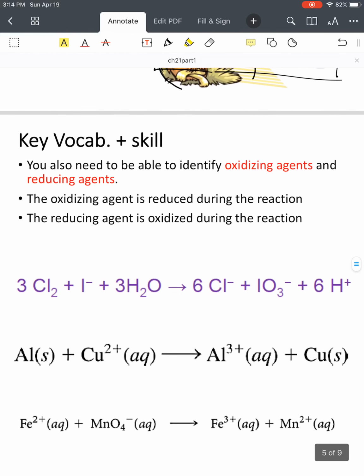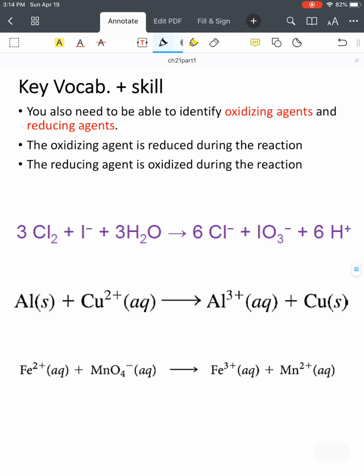That's a key skill. One more key skill is identifying oxidizing agents or reducing agents, okay? The oxidizing agent is actually reduced during the reaction. The reducing agent is actually oxidized during the reaction. It's kind of confusing, but I like to think of it as the oxidizing agent is the substance which causes oxidation in something else. Thereby, it's being reduced. The reducing agent is the substance that causes reduction in something else. So it actually gets oxidized.